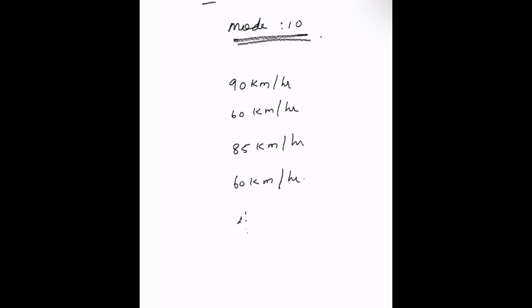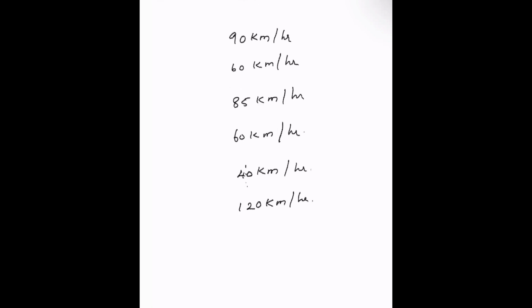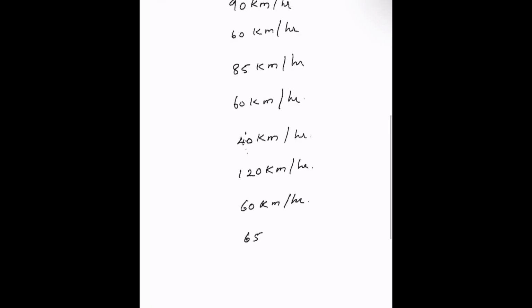Maybe one car is going at 40 kilometers per hour. That's way too slow, right? Another car is going at 120 kilometers per hour. That's way too fast. Another car is going at say 60 kilometers per hour, or another car at 65 kilometers per hour. So in which area a specific number is observed the maximum number of times, that area is what your average should be, right?